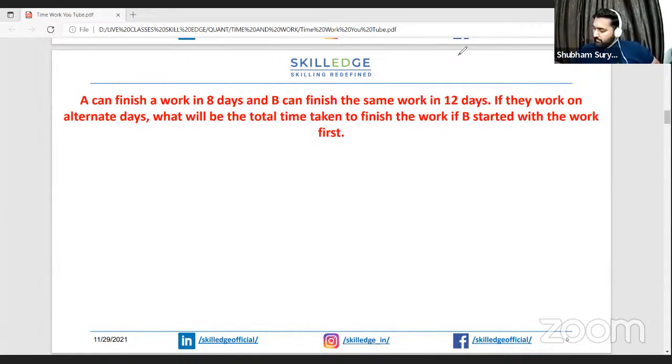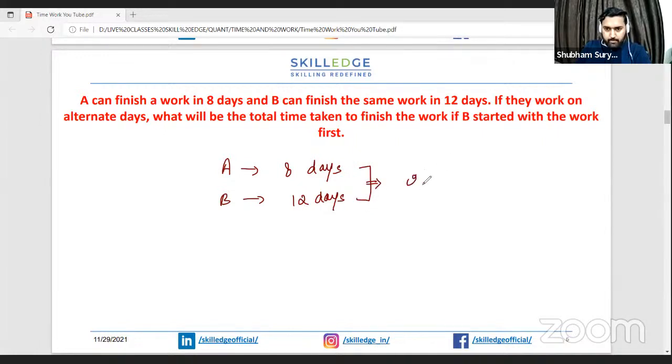Done. Okay. So A can finish work in 8 days and B can finish the same amount of work in 12 days. If they work on alternate days, what will be the total time taken? So a person A requires 8 days to complete a certain amount of work, and a person B requires 12 days. Taking a multiple of 8 and 12, 12 twos are 24, we can take 24 as the total work.